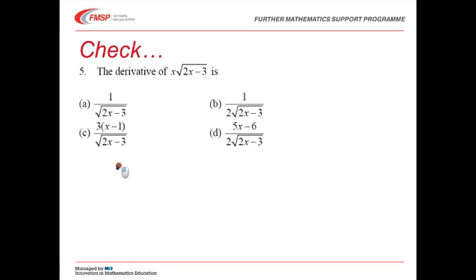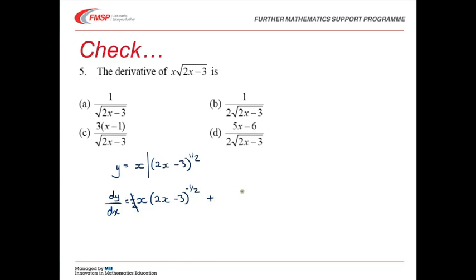Okay, it's usually best to rewrite square roots as fractional powers, so that's x times (2x minus 3) to the half, and you might want to draw a line in there to split the two sections. So, write the first, differentiate the second, so that's a half (2x minus 3) to the minus a half, and then differentiate in the bracket.